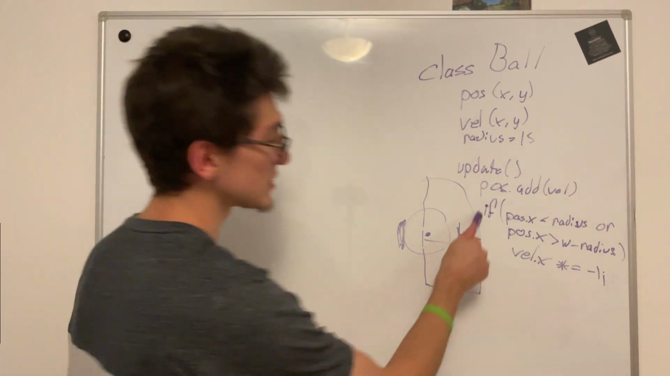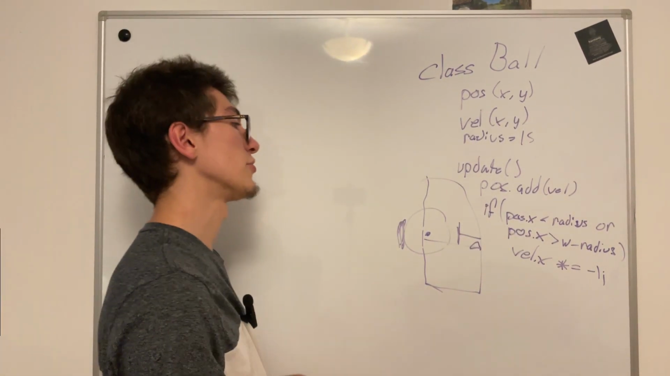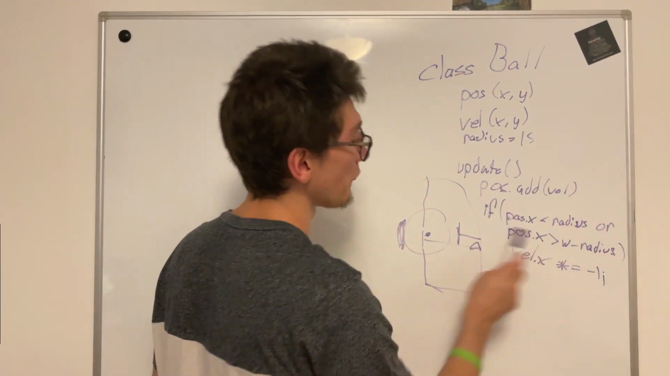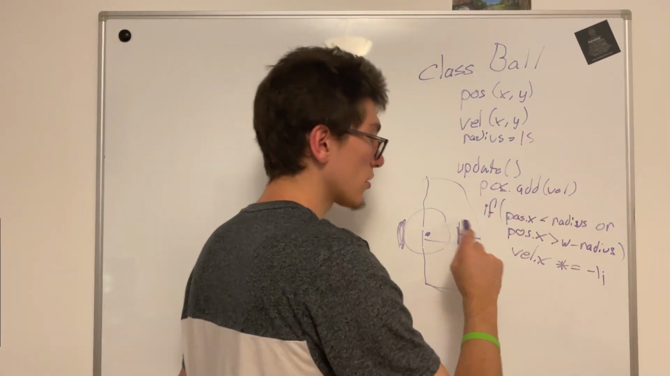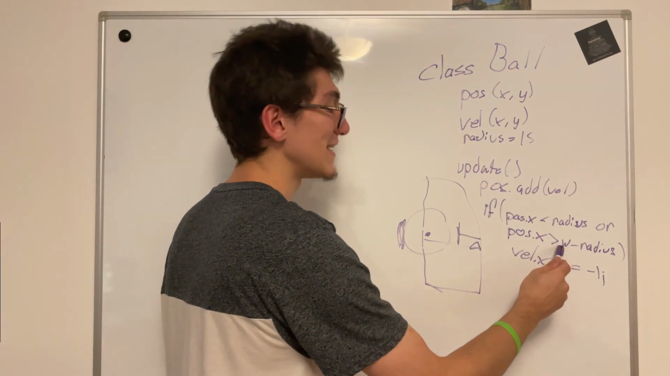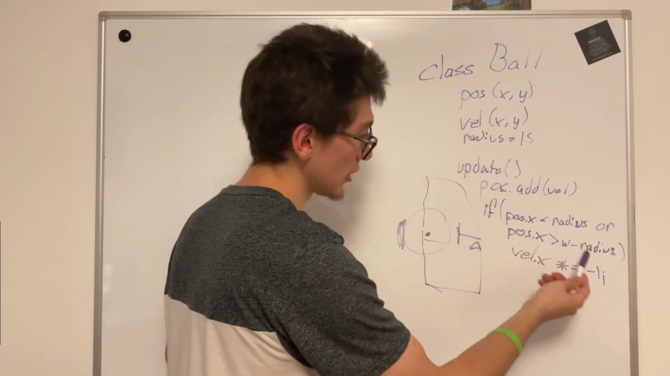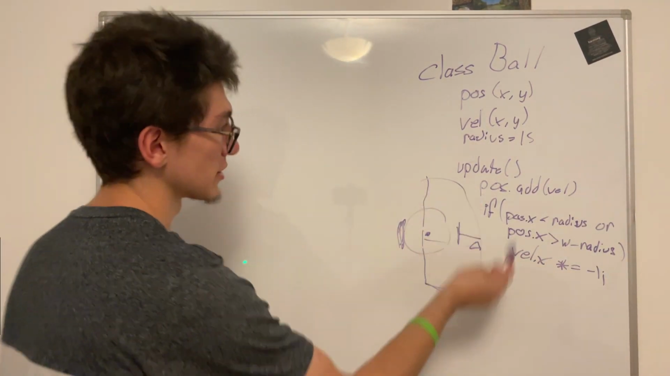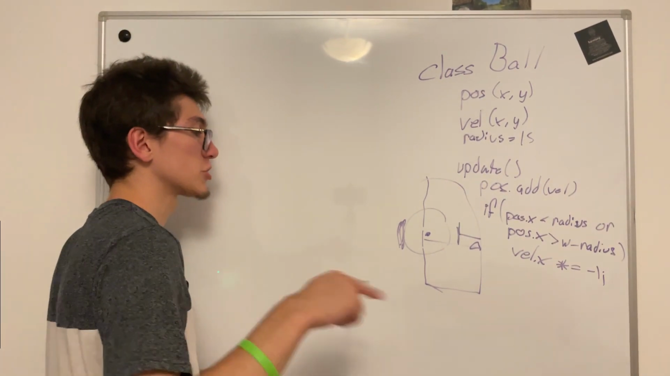And we'll have the same condition for the y, another if, but it'll be position of y, radius still, or position of y greater than the height, not the width, but the height minus the radius. So that's going to be the update function. We'll have a show function.